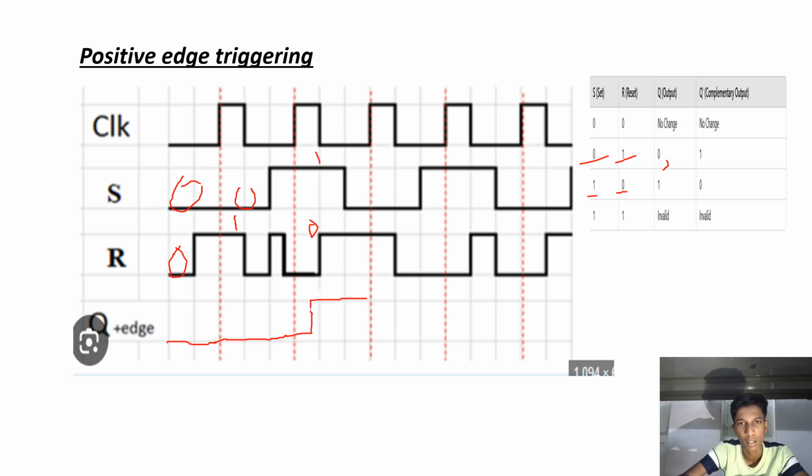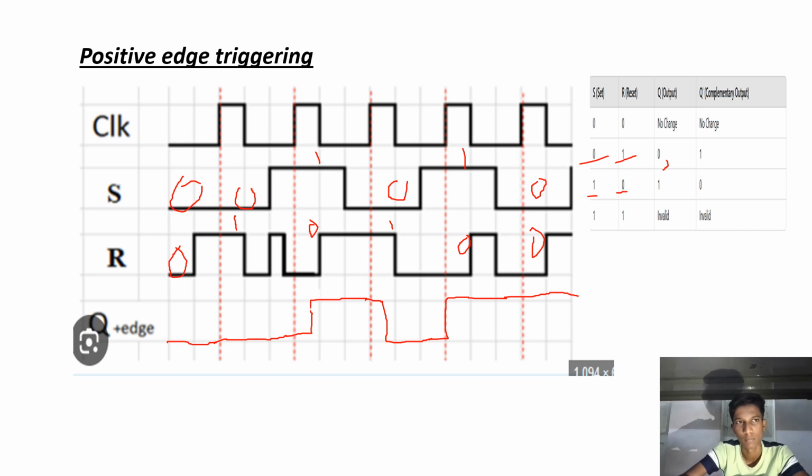And if S is equal to 0, R is equal to 1, it will be reset, means it resets the clock cycle to 0. And if S is equal to 1, R is equal to 0, it should be set, means 1. S is equal to 0, R is equal to 0, it takes the previous state.